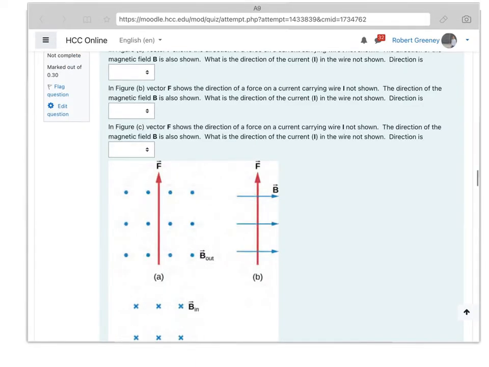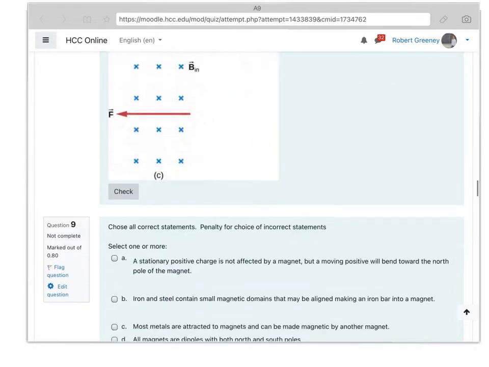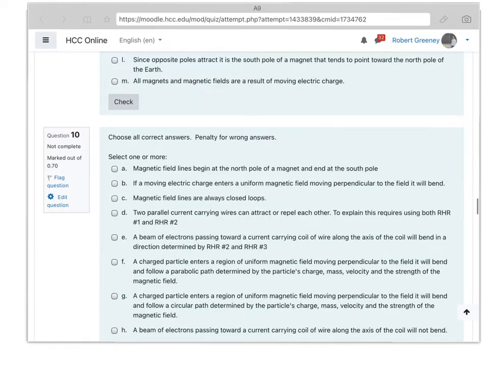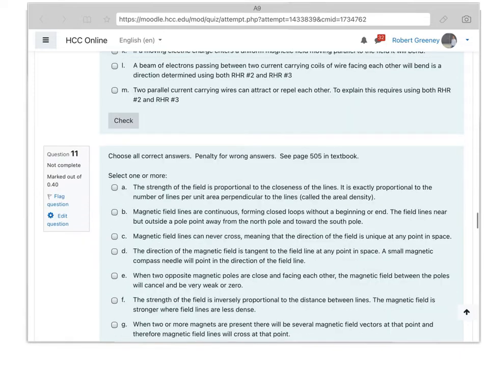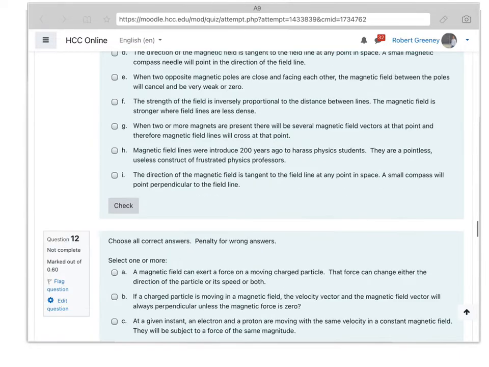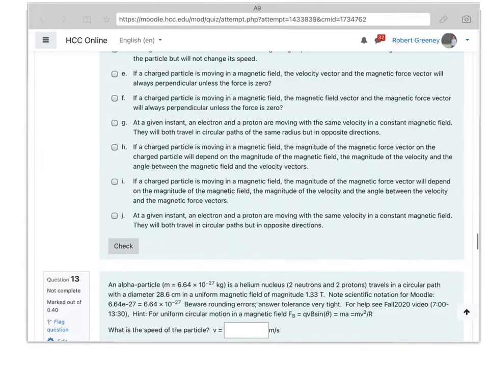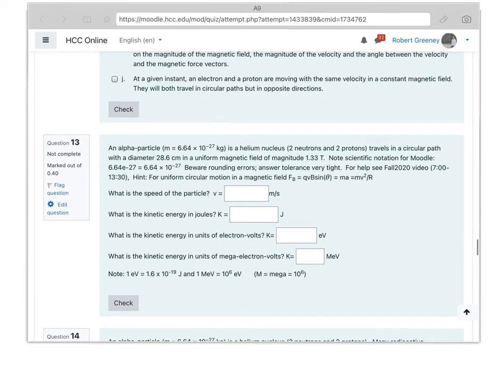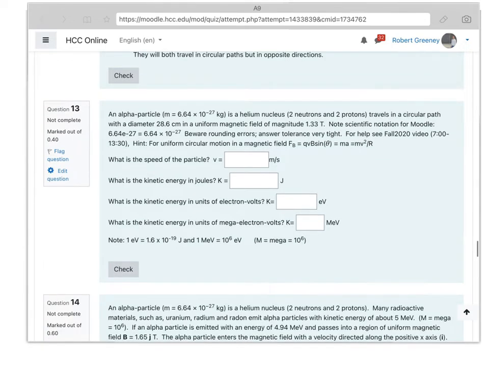Moving on, we see that number 9, 10, and 11 are a bunch of true or false statements. 12, where you have to pick the correct statement. That's all covered in the general video, all the properties of charges in magnetic fields and the properties of magnets. So I'm not going to comment on those. Let's go to 13, and we'll talk about 13.